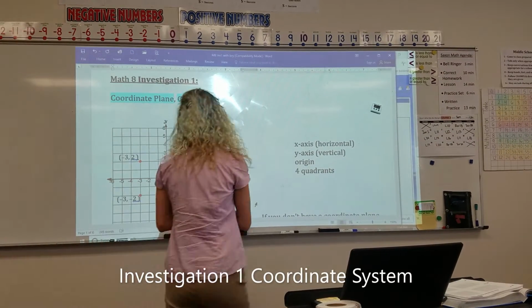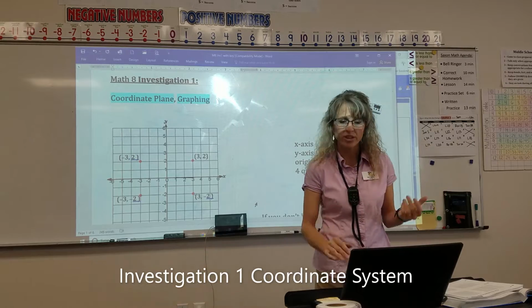All right, coordinate plane and graphing. So we're going to review all of the elements of the coordinate plane.